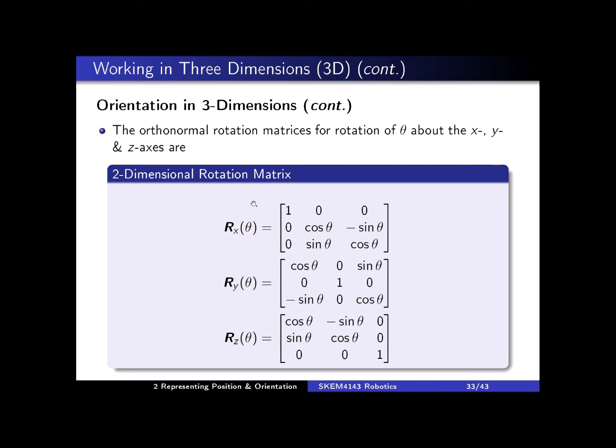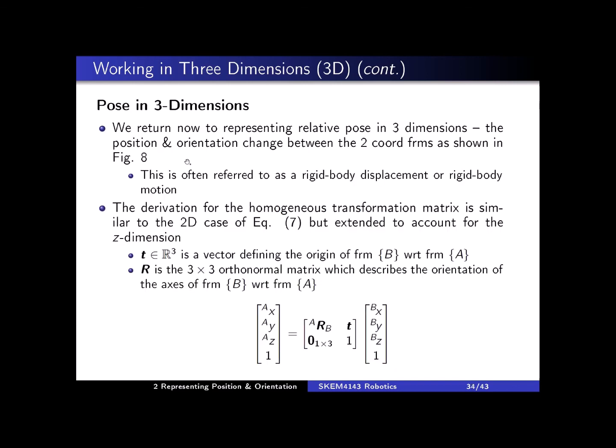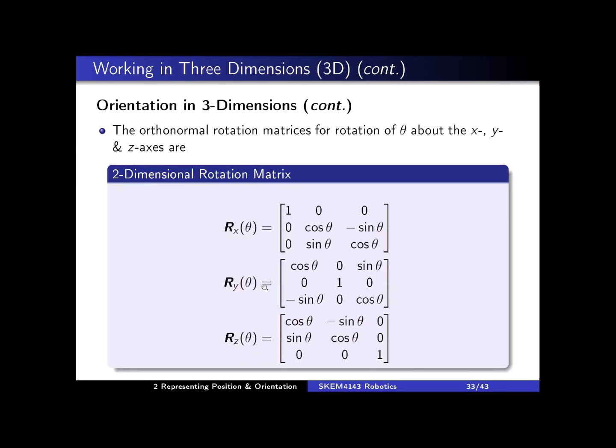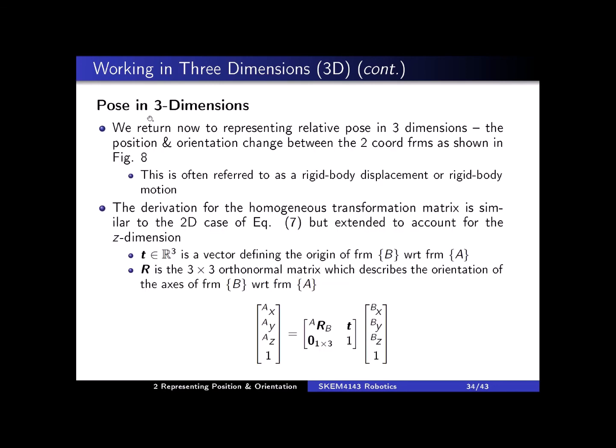So now, if we are working in three-dimensional space, you can rotate a coordinate frame about x, about y, or about z, or all three in sequence. If we rotate a coordinate frame about x, this is the rotation matrix. About Y, this is the rotation matrix. RZ, this is the rotation matrix. As you can see, they are all different. So that was orientation, or the rotation. Now let's look at pose.